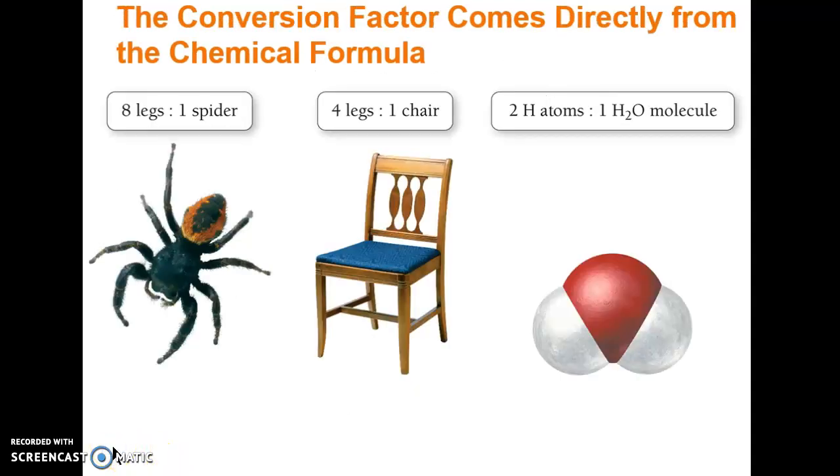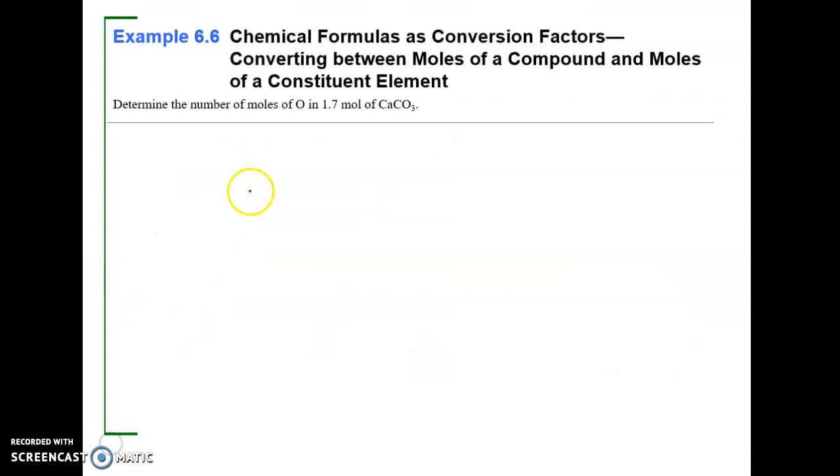Other conversion factors might make sense to you. One spider has 8 legs, one chair has 4 legs, and if you look here at a water molecule, one H2O molecule has 2 hydrogen atoms, or you could say one H2O molecule has 1 oxygen atom. All right, so we're going to try to use this in chemical formulas.